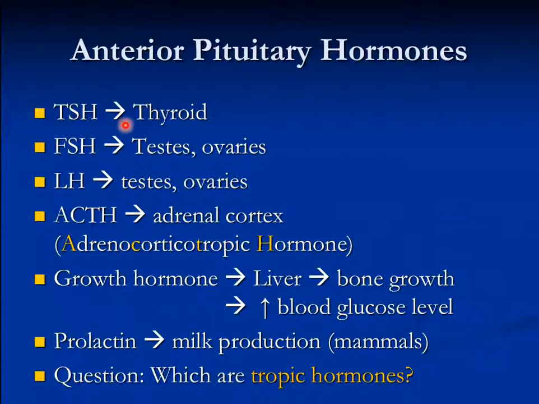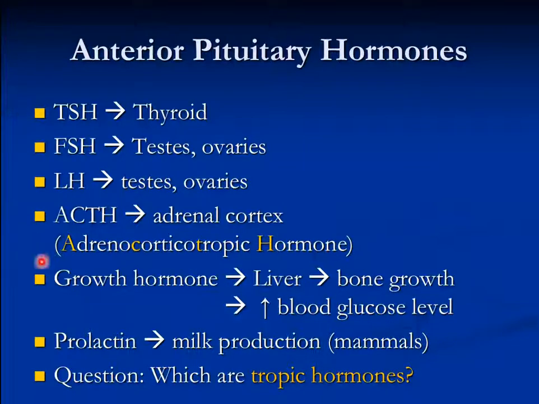TSH affects the thyroid gland, so that's a tropic hormone. The gonadotropins, they go to the gonads. That's why they're called gonadotropic hormones. They control the gonads, so these are tropic hormones. And ACTH goes to the adrenal cortex and causes it to produce cortisol. So these are all clearly tropic hormones.